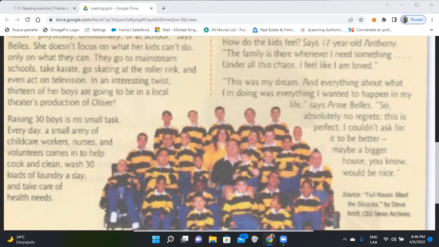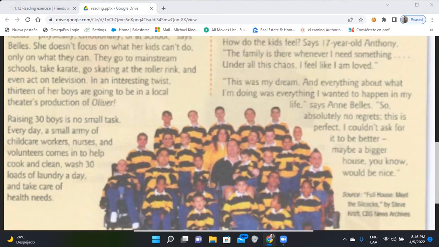This was my dream. And everything about what I'm doing was everything I wanted to happen in my life, says Anne Bells. So absolutely no regrets. This is perfect. I couldn't ask for it to be better. Maybe a bigger house, you know, would be nice.